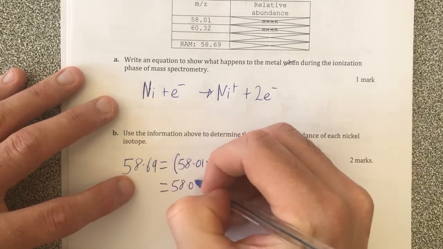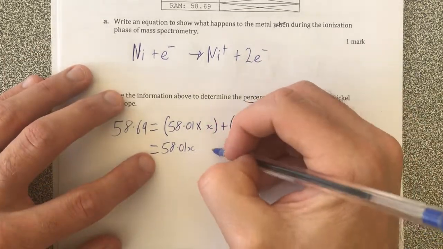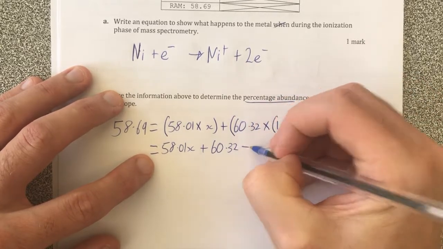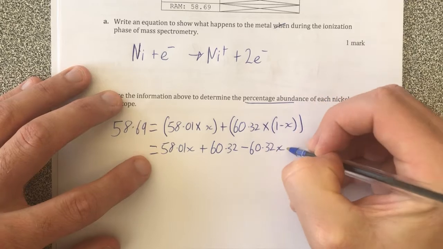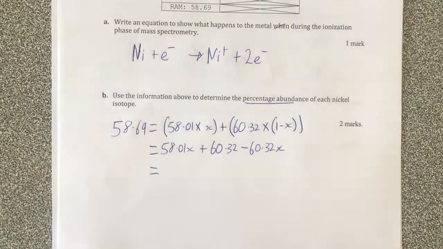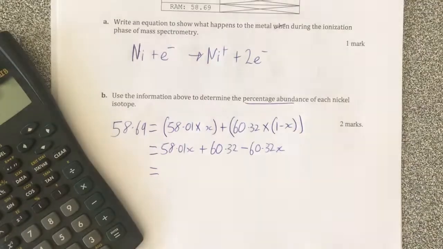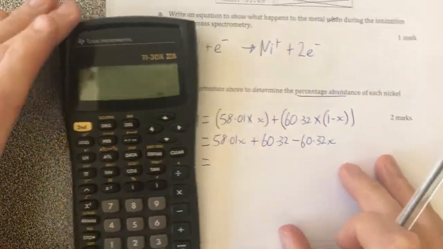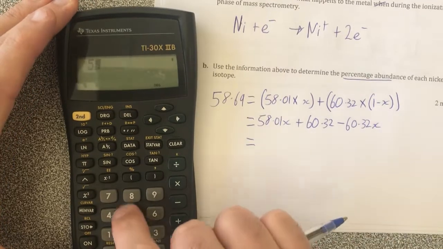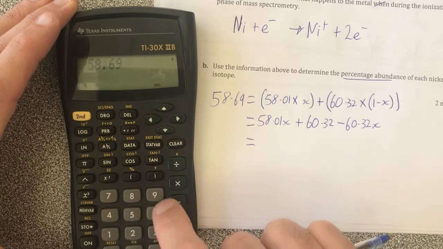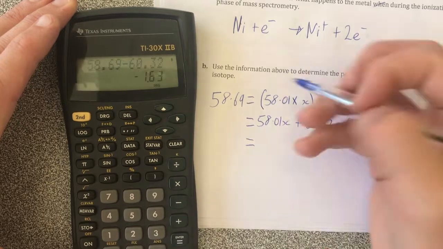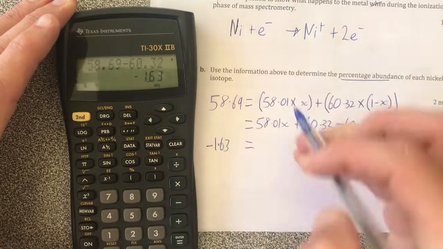Expand the brackets, gives me 58.101x plus 60.32, take away 60.32x. And I'm going to need to get my calculator in a second. Here it is. And on here, we're going to go with 58.69, take away 60.32, gives me negative 1.63, because I need to get rid of this here.